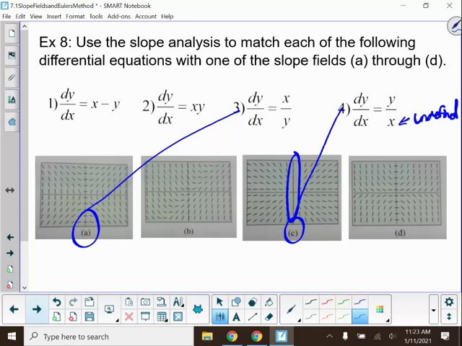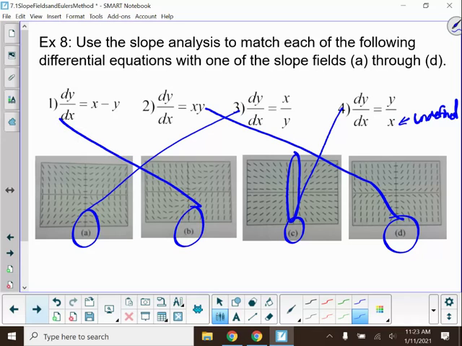With number 2, looks like I'm going flatter as I go towards the y and when I go towards the x. So that means when x or y is close to 0, I'm going to be getting close to 0. So that one has to go with D. And then number 1, that leaves me with letter B. You can see, for example, if both x and y are 0, I do get flat. But as y gets bigger than x, I get negative lines. As y is less than x, I get positive lines. So those would all match up like that.